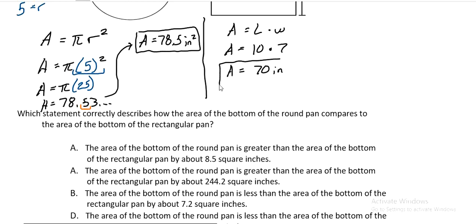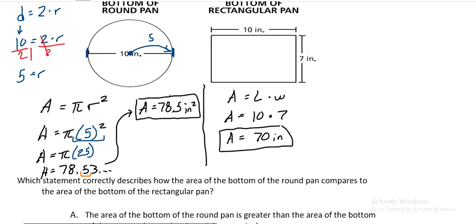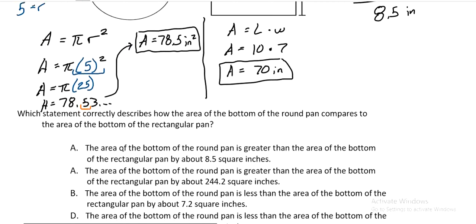So what is the difference between the round pan and the rectangular pan? Well, the difference between them, difference means subtraction, or you can kind of just think it through, how far apart are they, is 8.5, and these were both measured in inches, so 8.5 inches. Remembering that the round pan is the greater area amount. So the area of the bottom of the round pan is greater than the area of the bottom of the rectangular pan by, there it is, it's that top A right there, 8.5 square inches.